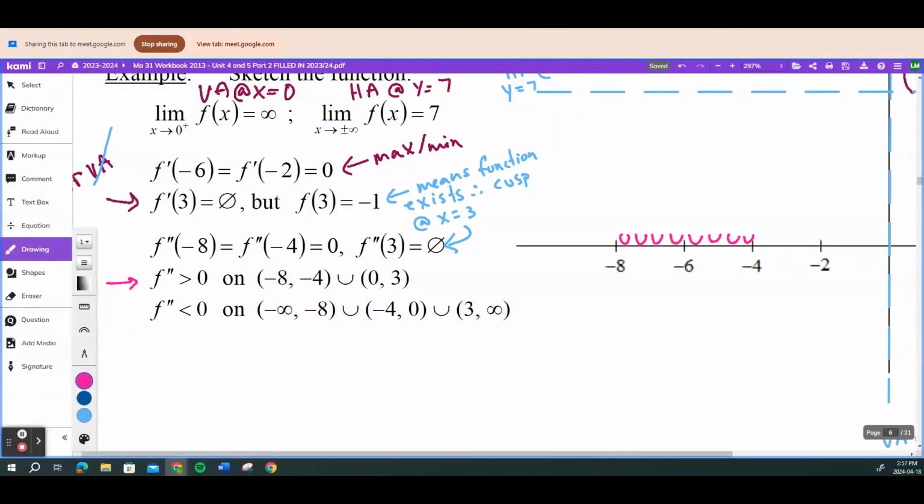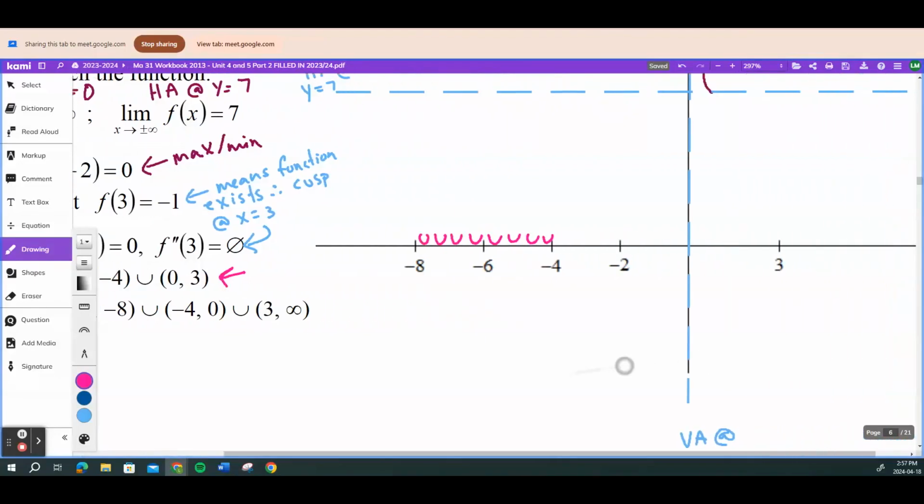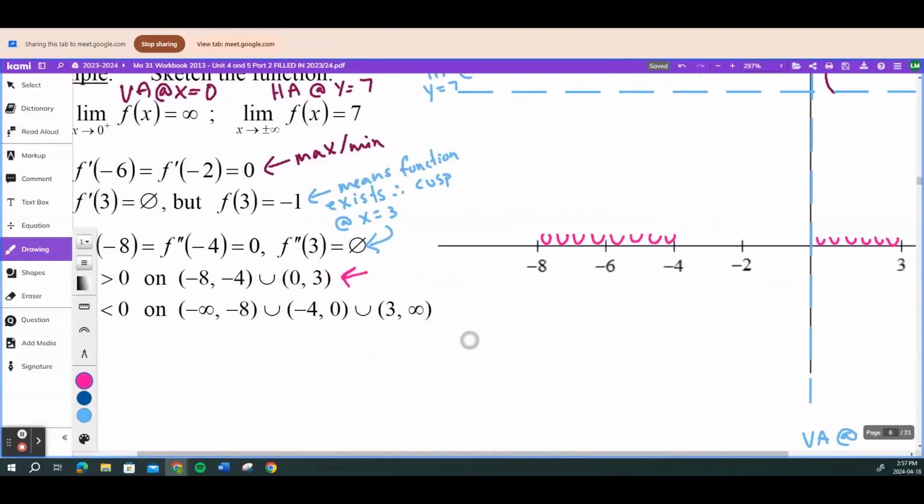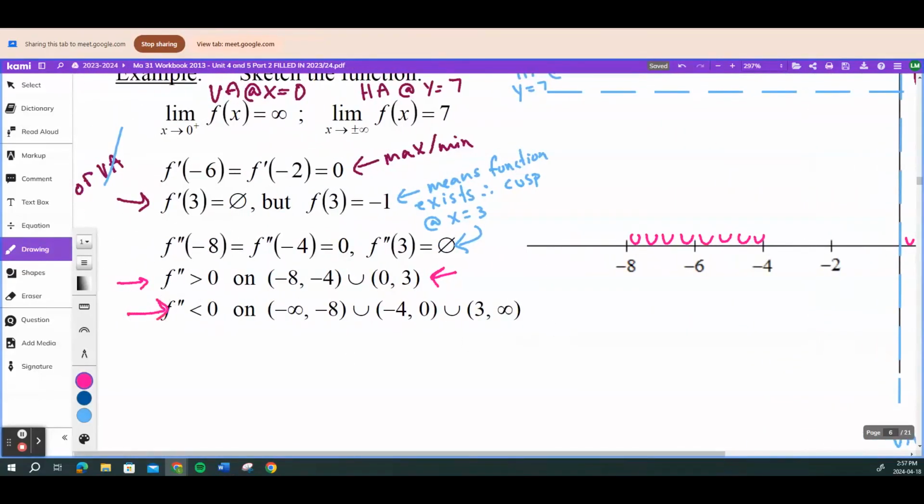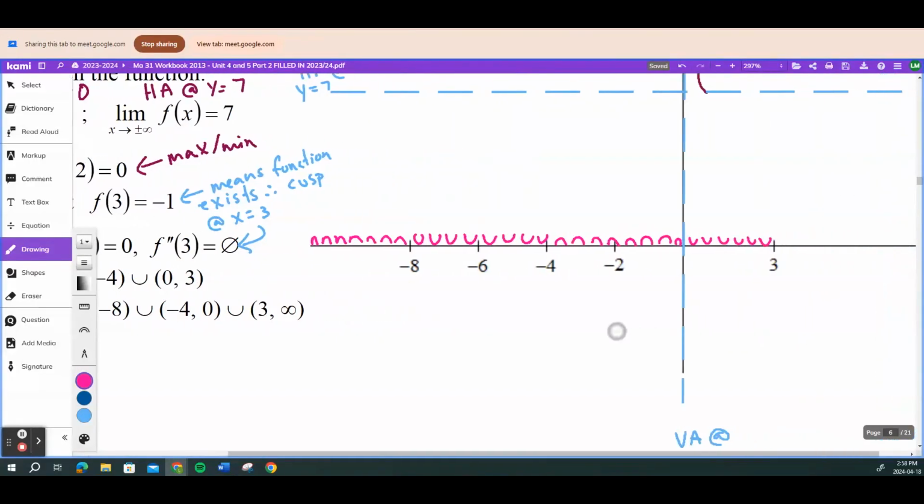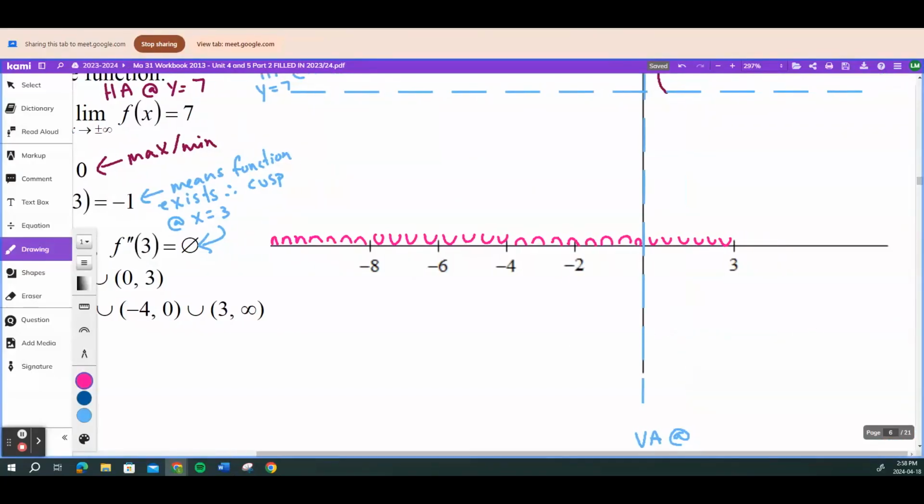Okay, and then it says it's concave up between 0 and +3. So I'm just going to do that. And these can just be lightly drawn in. Okay, and then our second derivative is negative from -infinity to -8. So that means concave down there, and concave down between -4 and 0. And then concave down between 3 and +infinity.